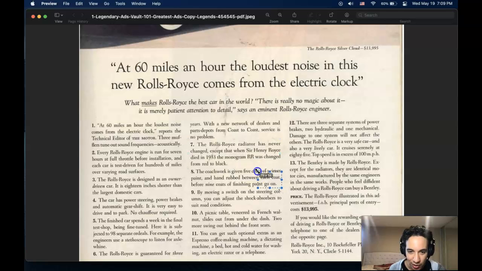Coach work is given. Okay, it's nicely painted. I'm assuming cars back then, I'm guessing the paint was a little sketchy. I don't really know the cars back then, but I'm thinking of like Walmart paint, where you get some paint from Walmart, paint it over and put some shine over it. Maybe it wasn't like that, but you can see that they put a lot of quality.